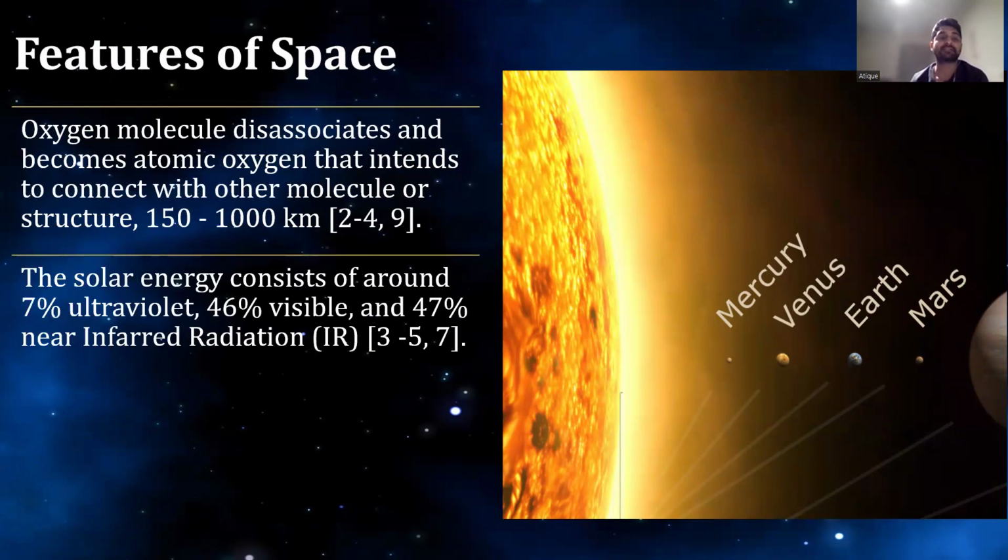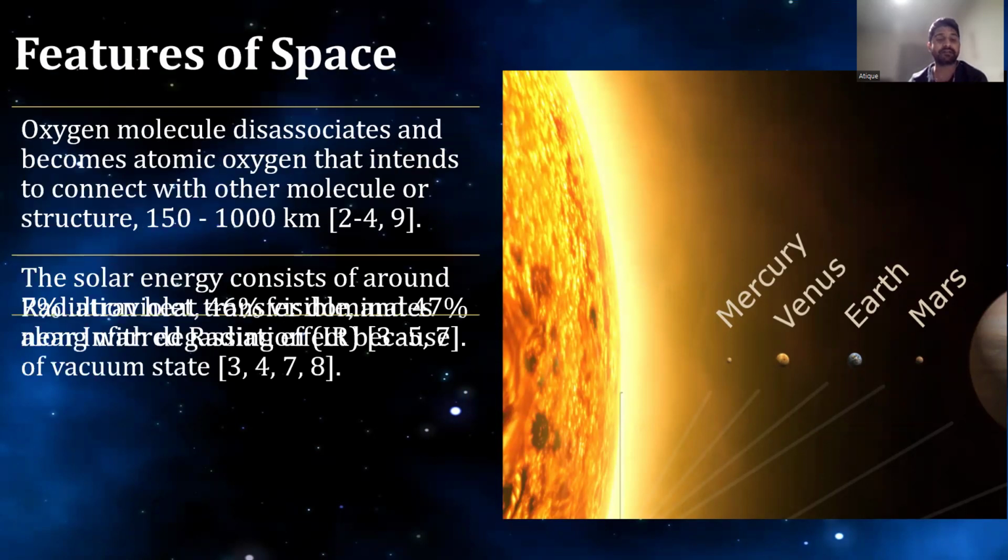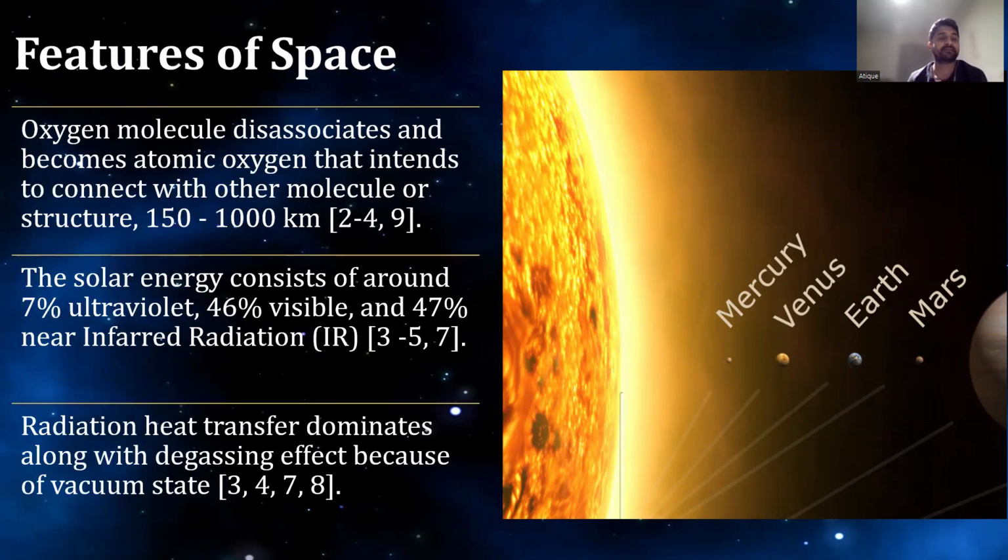Apart from that, solar energy consists of around 7% ultraviolet, 46% visible light, and 47% near infrared radiation. I should mention that ultraviolet radiation is the kind of ray that causes skin disease or skin cancer. And the final one is that radiation heat transfer dominates over here, along with the degassing effect because of the vacuum state.